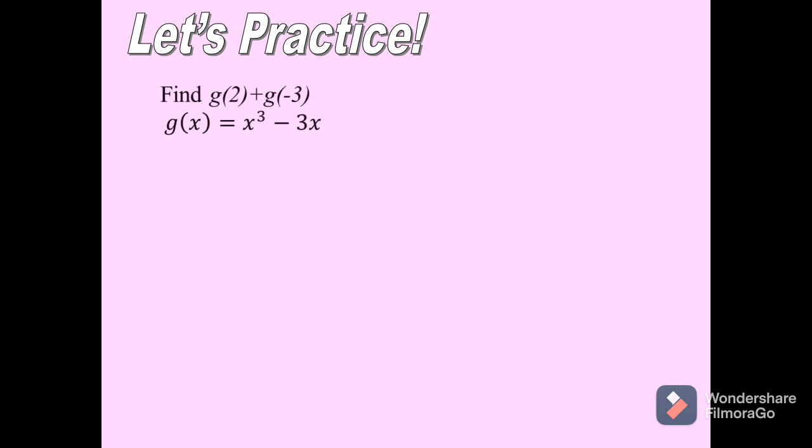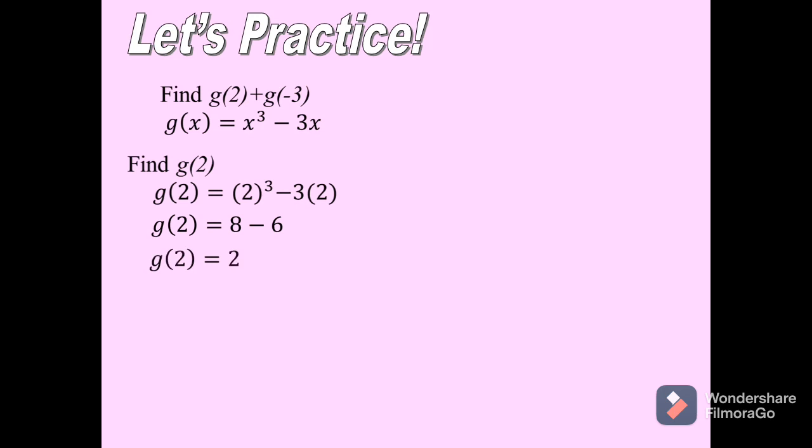Next, we have find g of 2 plus g of negative 3. With the given g of x is equal to x cubed minus 3x. First, we need to find g of 2. So, we need to substitute 2 to all x that we have on the equation. So, we have g of 2 is equal to 2 cubed minus 3 times 2. Simplifying that, we'll get g of 2 is equal to 8 minus 6. Then, 8 minus 6, we have 2. So, for our g of 2, that is equal to 2.